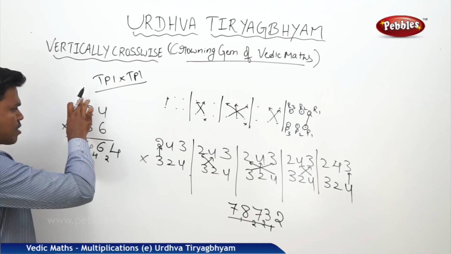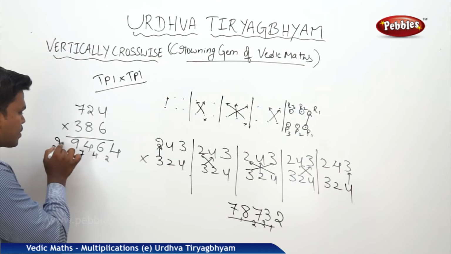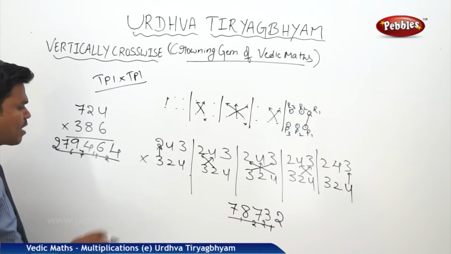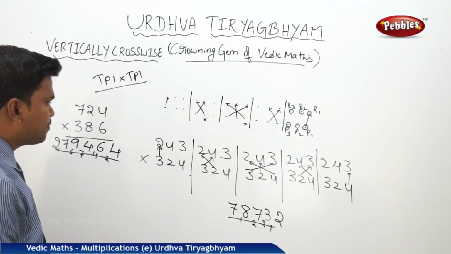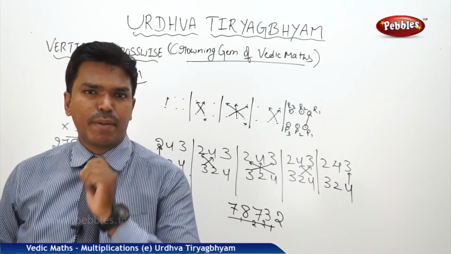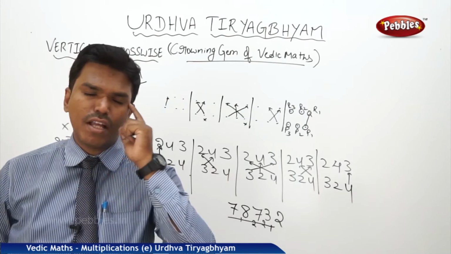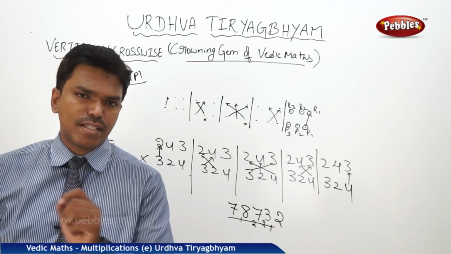Now finally what is the last step? 7 3s are 21. 21 plus 6, 27. So your answer is 279464. One more example, but this time without putting the carries on the paper. Just keeping the carries in the mind. Okay, we are going to multiply a 3 digit into a 3 digit number within a single line.